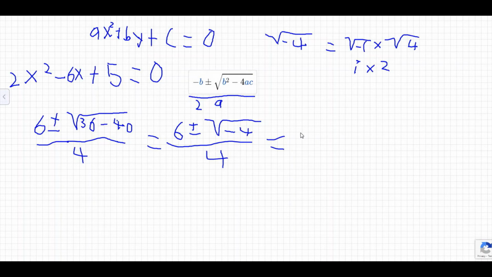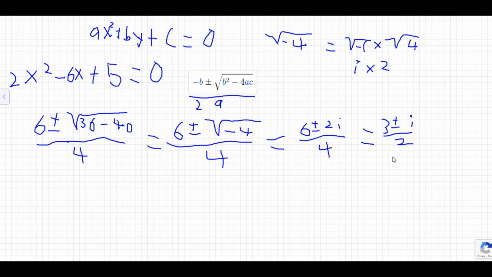So this, down here at the bottom, is 6 plus or minus 2i, divided by 4. And now, as you can all see, you can simplify this if you divide everything by 2. So this is 3 plus or minus i over 2.